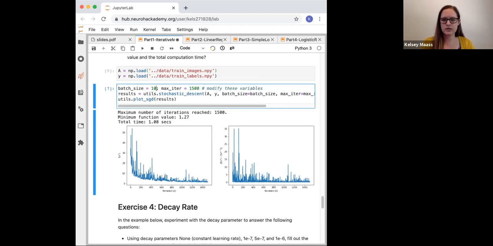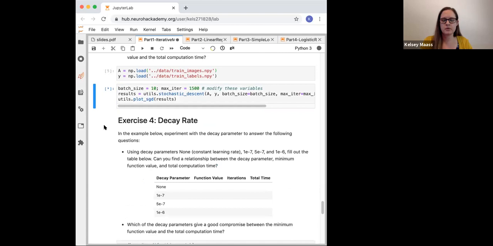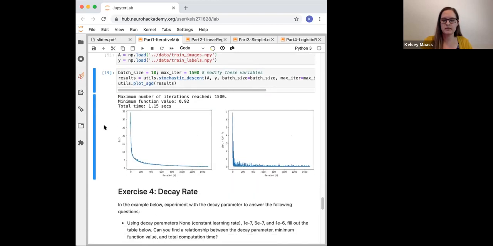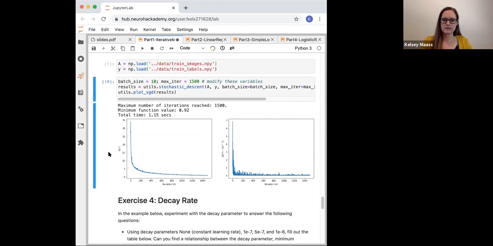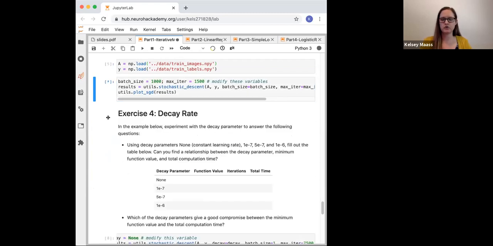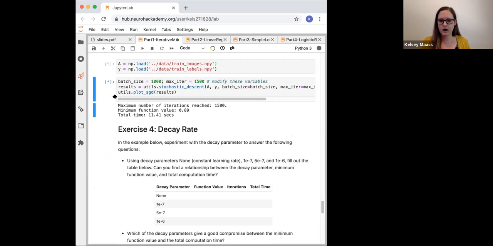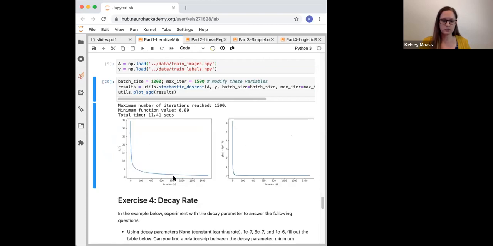So as we increase the batch size, the number of elements we're using to estimate the gradient, we get a much smoother looking curve. We decrease the variance. Now true gradient descent, or batch gradient descent, would be using the full training set. And here we notice we're taking a lot longer to converge because the gradient's more expensive to compute. But our curve ends up being much smoother.